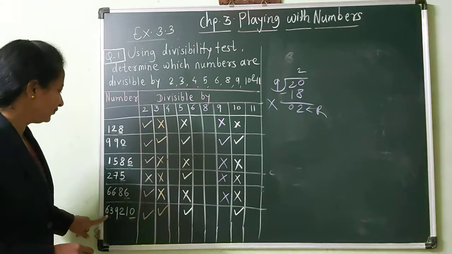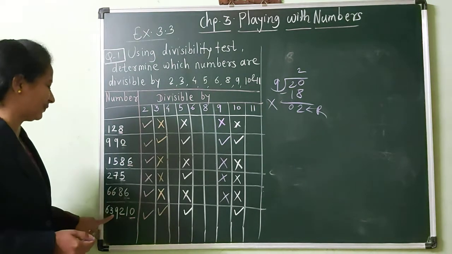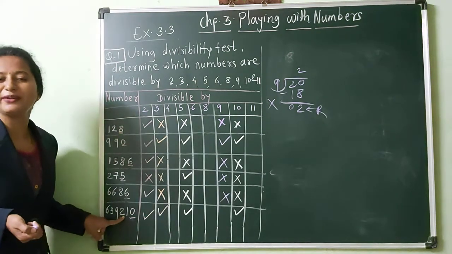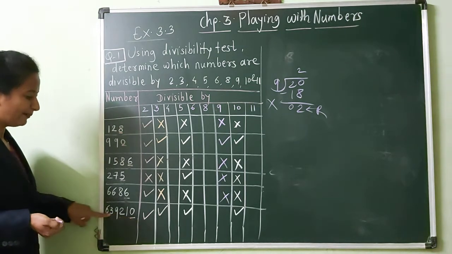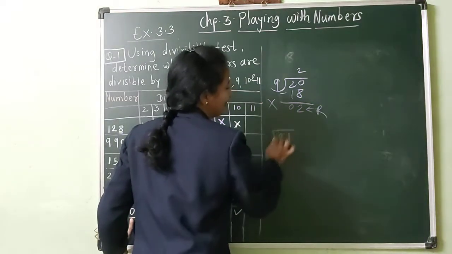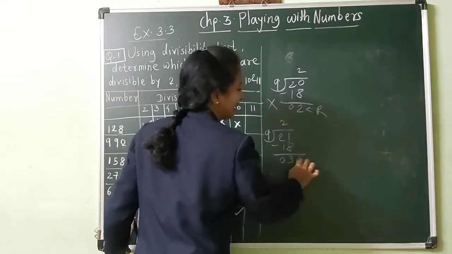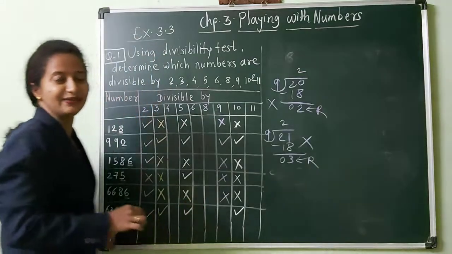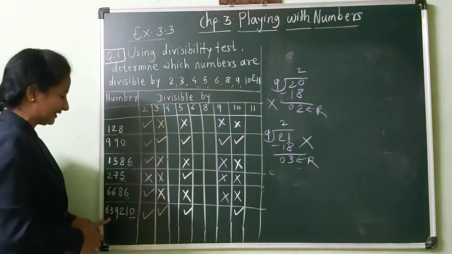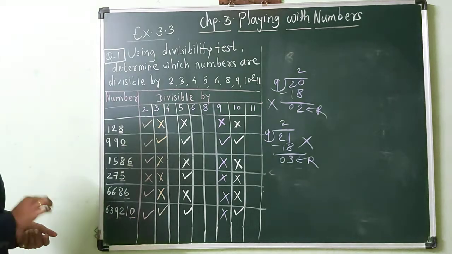And the last sum, 6,39,210. The addition of all digits present in the given number: 6 plus 3, 9, 9 plus 9, 18, 18 plus 2, 20, and 20 plus 1 is equal to 21. Means the addition of all digits is 21. And check, is 21 divisible by 9? 9 2s are 18. 21 minus 18, here you will get remainder 3. So this number is not completely divisible by 9. That's why 6,39,210 is also not divisible by 9. I hope everyone understood.